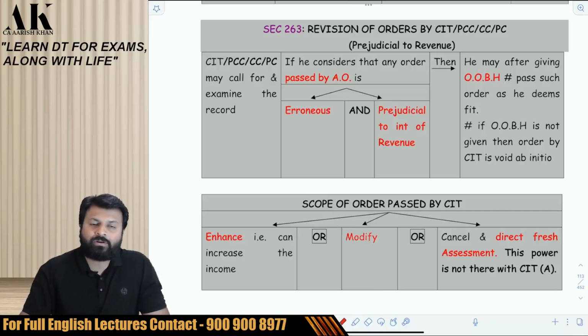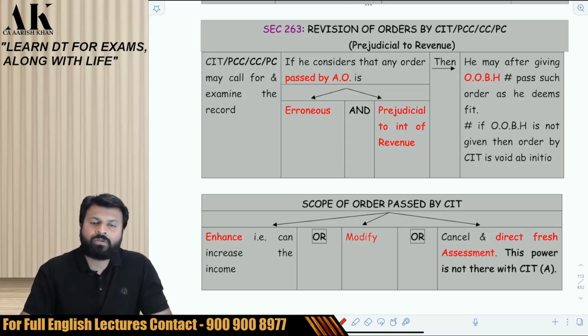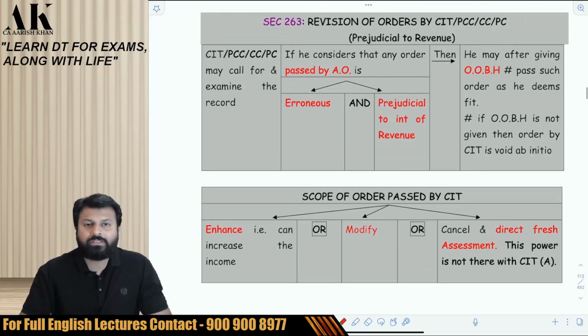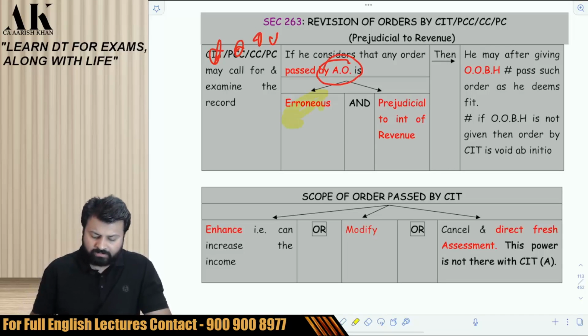So, 263 is where the AO has passed an order which is harmful to the department, which is prejudicial to the department. So, the CIT might call for the records and rectify that particular error. And in 264, the AO has passed an order which is harmful to the assessee, which is against the assessee. So the CIT will call for the record and will revise the order under section 264. Okay. So under 263, who is going to revise the order? It is the CIT or principal CIT or chief CIT. Whose order is he going to revise? He is going to revise the order of the AO, which is erroneous and which is prejudicial to the interest of revenue. This is a very important condition.